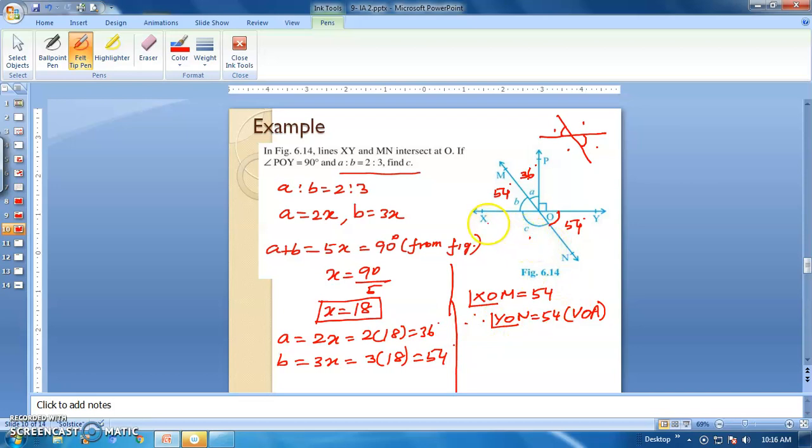C is nothing but one of the parts of the straight line XOY, right? So C equal to, you can write, 180 minus 54 because they are a linear pair of angles. That is, XOY is divided into two parts, this one and this one. One of the parts is 54 degrees and the other one we can get by subtracting from 180 degrees. So 180 minus 54 is 126. So angle C equal to 126 degrees.